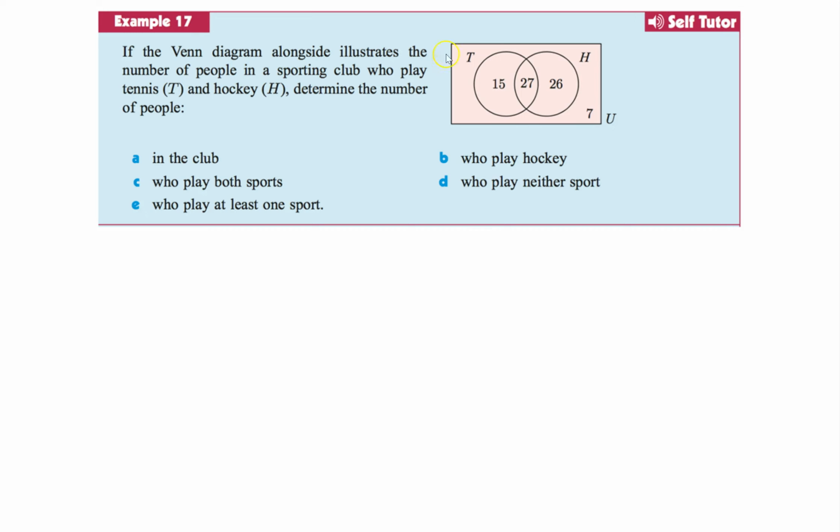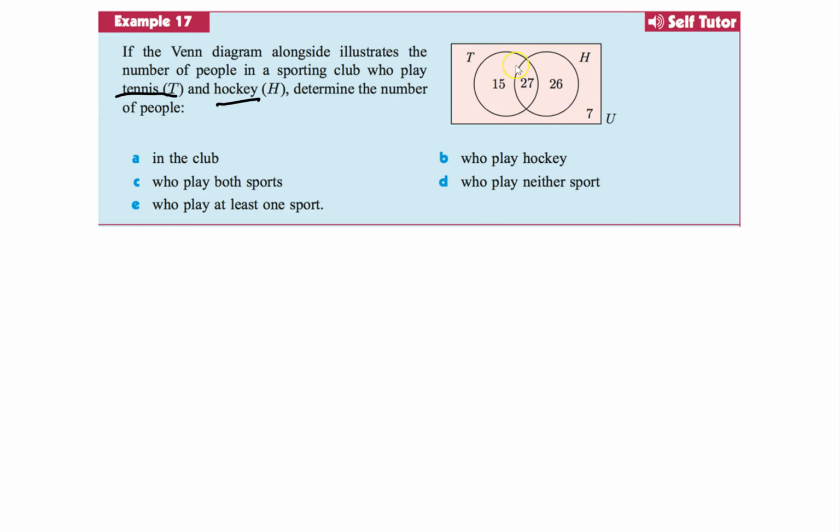The Venn diagram alongside illustrates the number of people in a sporting club who play tennis and hockey. Determine the number of people in the club, right? So the number of people in the club, you just add up all these people, right? The number of people that play tennis, the number of people that play hockey, the number of people that play both.